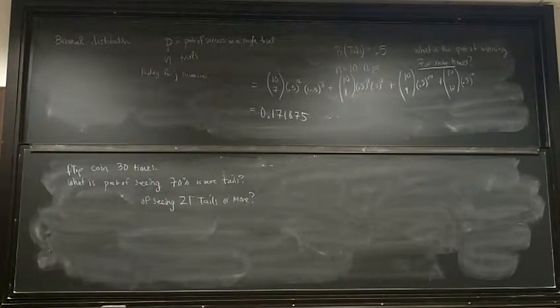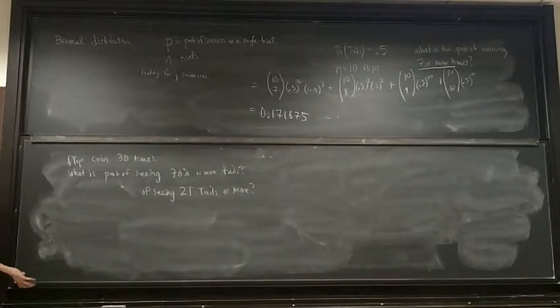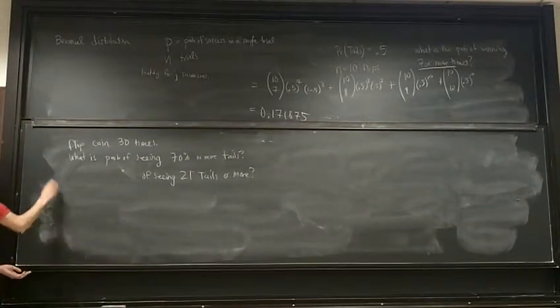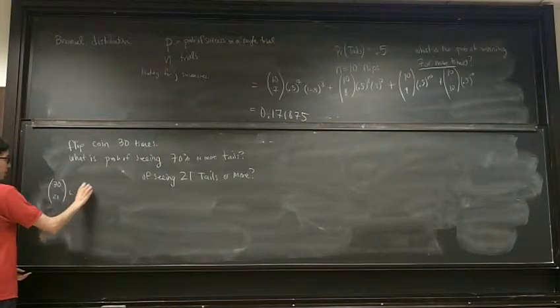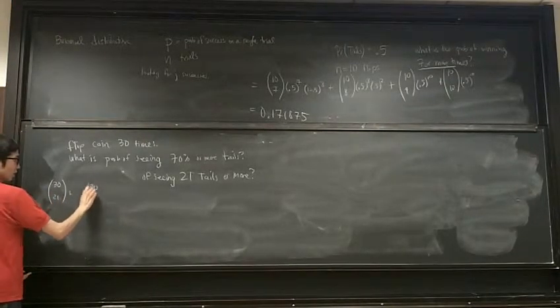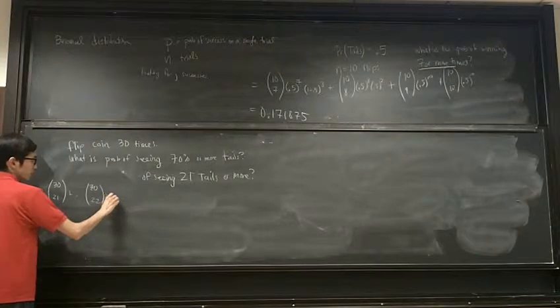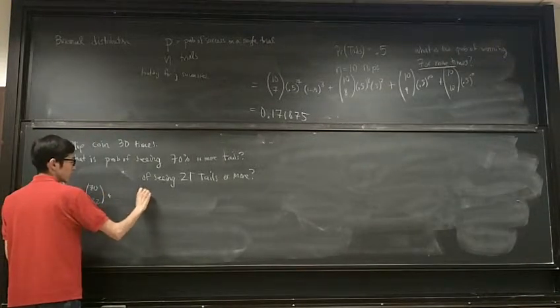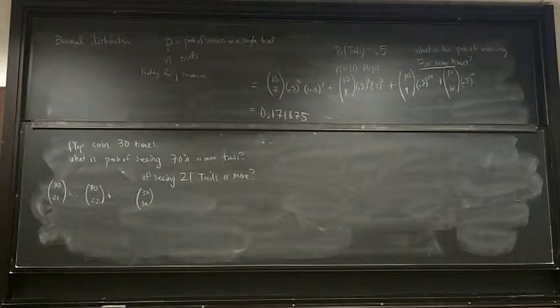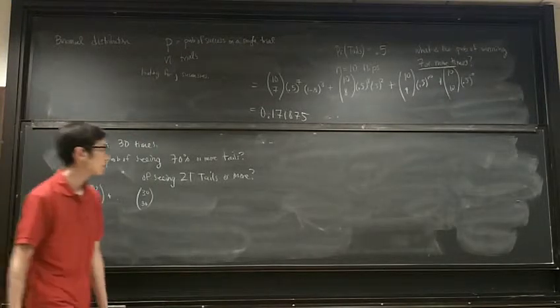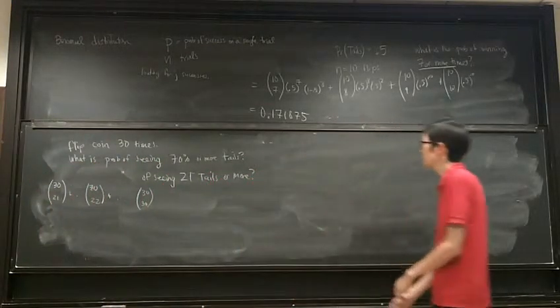Okay, so if I want to answer this question, what would I have to do? What we just did, but it would be very painful. 30 choose 21, plus 30 choose 22, plus all the way up to 30 choose 30. And that sounds like it's not too much fun. Because it's not.